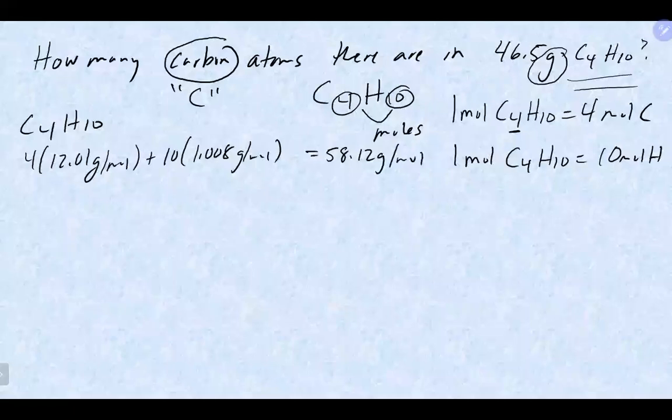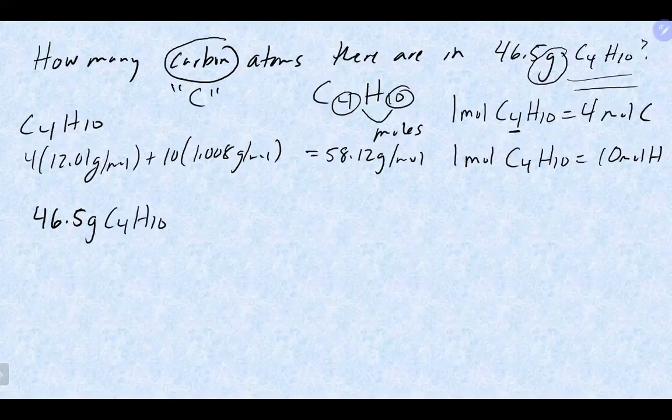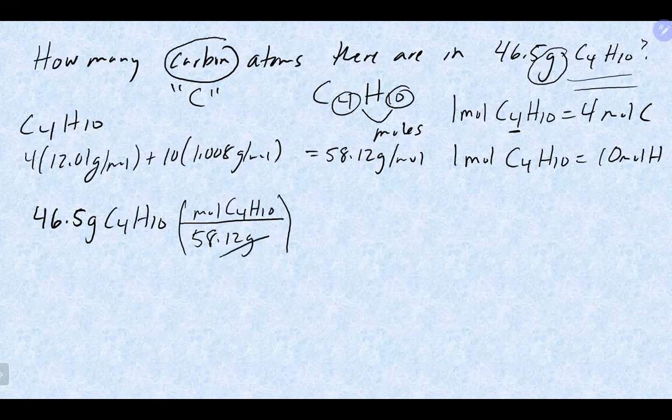So the first thing that we'd want to do in this calculation is really just get it into the right units. So we would start with the 46.5 grams of C4H10 that was given to us. Using the molar mass here, we're going to divide by the grams, so 58.12 grams per mole of the entire thing. At this point, the grams of the entire thing cancels. And if I stop right here, I'm in moles of the entire thing.